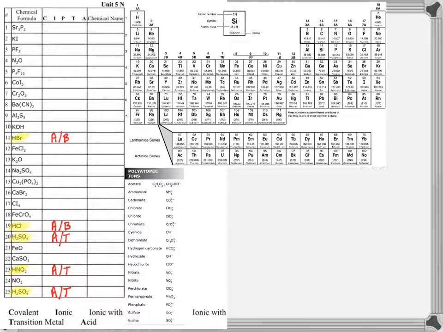Alright, so in this review I've also included the periodic table of elements in addition to the polyatomic ions, and we'll be referencing those two along the way. First off we have number 11, which is binary. And we know that all binary acids begin with the prefix hydro. So now I join hydro.